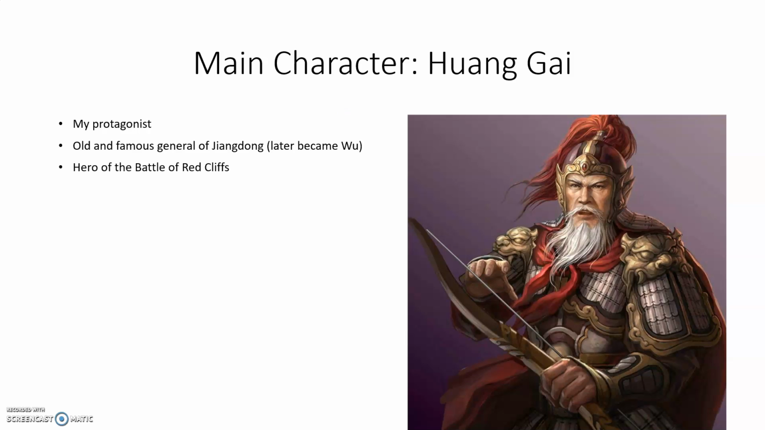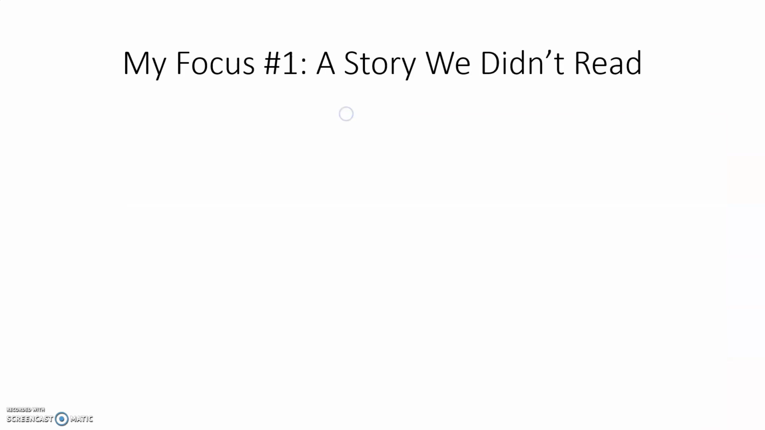Huang Gai was a hero of the Battle of Radcliffes. Since we only focused on the war part, we didn't really talk about the strategy he used with Zhou Yu, which basically helped them to win the war. So I will describe one of the 36 stratagems he used with Zhou Yu, and he was actually famous for using one of the tricks, the strategy before the battle, to help Zhou Yu win the war.